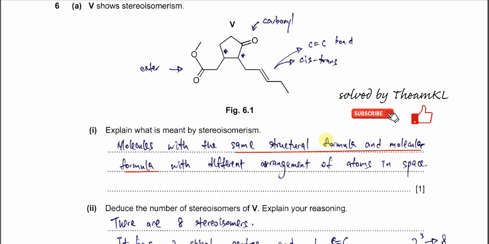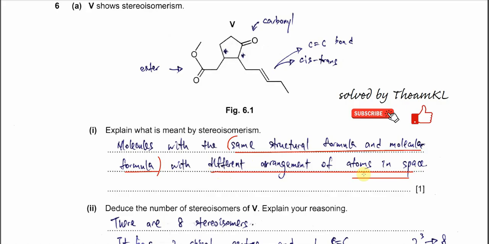Right. So structural formula is the one that lets us know how it looks, how the atoms are arranged in the molecule. And molecular formula is the number of atoms for the certain elements. So the cis-trans isomer and optical isomer must have the same structural and molecular formula. They're only different in this part: the arrangement of atoms in space.